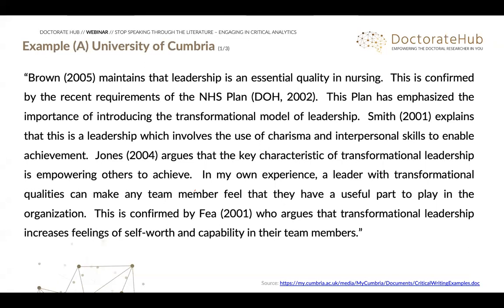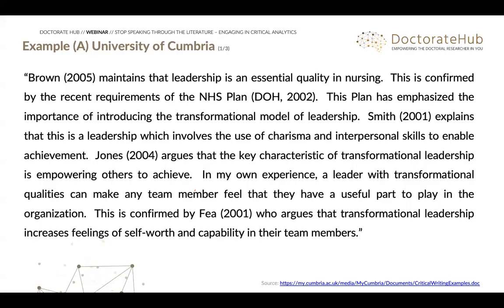Brown maintains that leadership is an essential quality in nursing. This is confirmed by the recent requirements of the NHS plan. This plan has emphasized the importance of introducing the transformational models of leadership. Smith explains that this is a leadership which involves the use of charisma and interpersonal skills to enable achievement. Jones argues that the key characteristic of transformational leadership is empowering others to achieve. In my own experience, a leader with transformational qualities can make any team member feel that they have a useful part to play in the organization. This is confirmed by Fear, who argues that transformational leaders increase feelings of self-worth and capability in their team members.